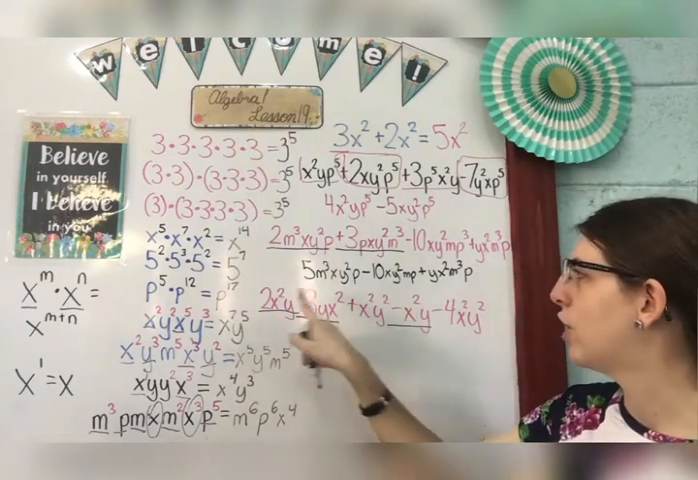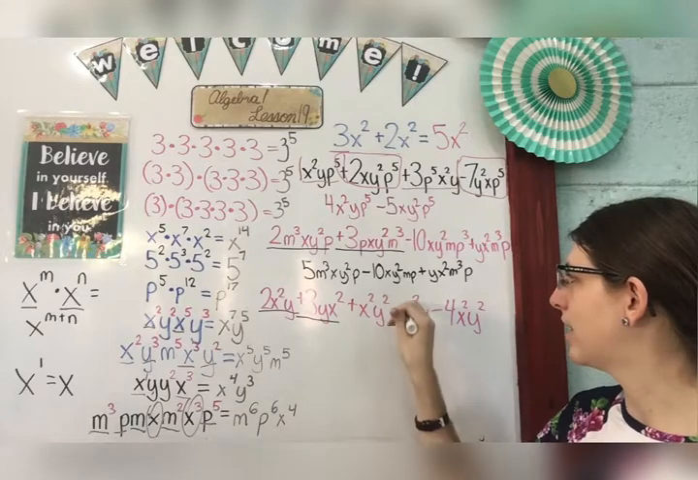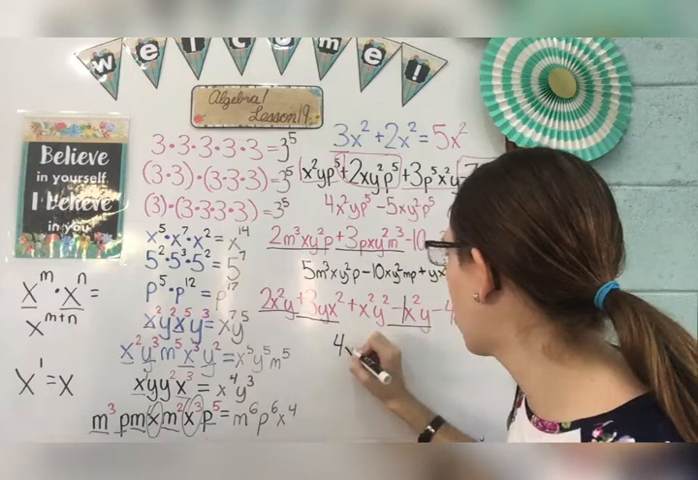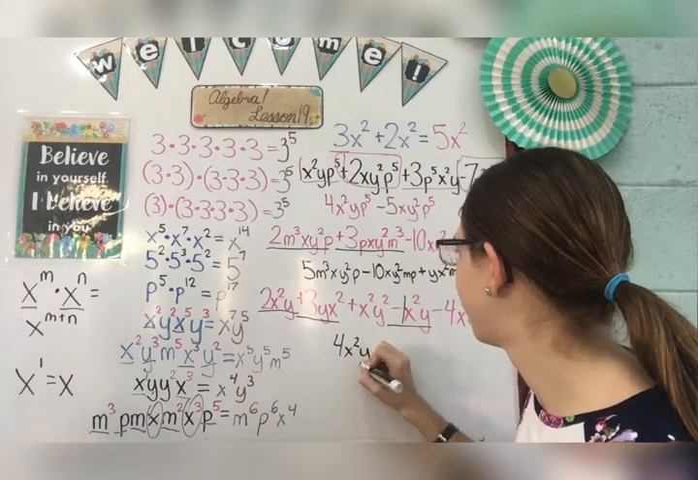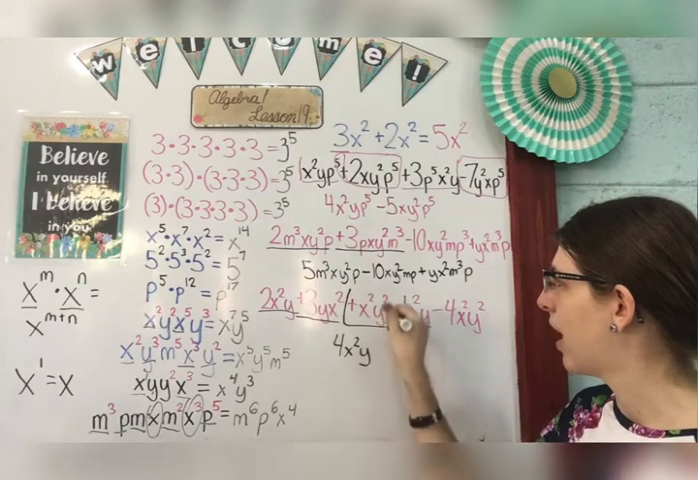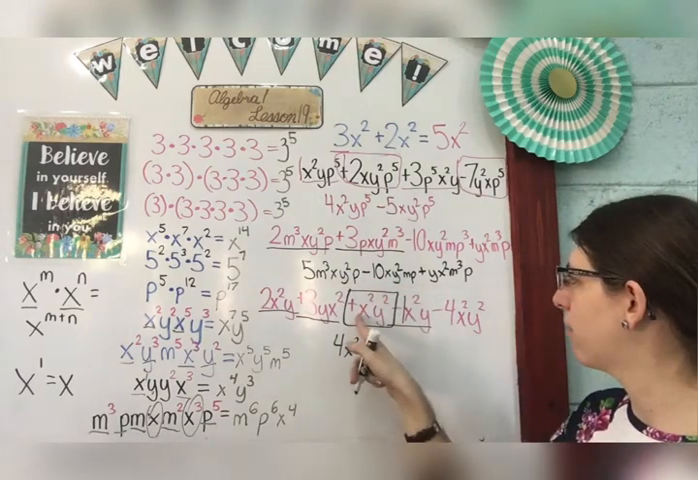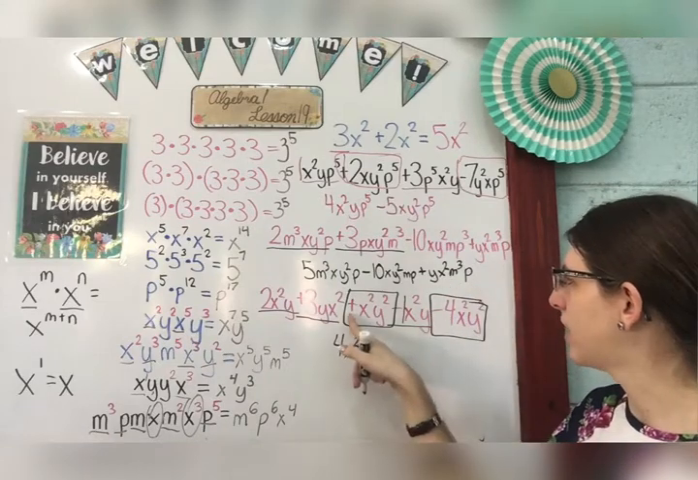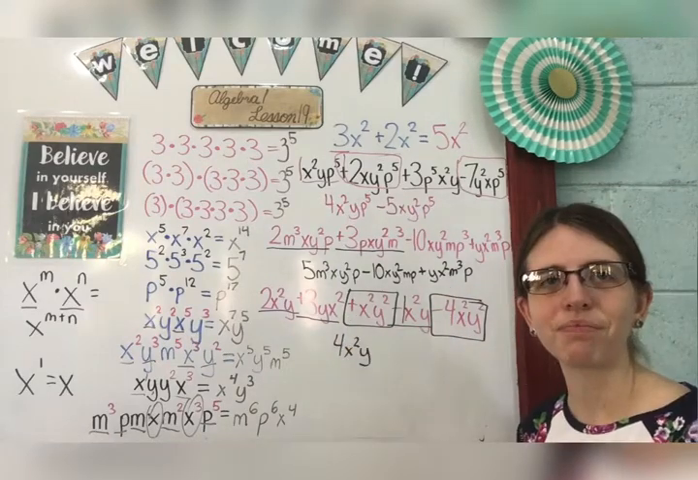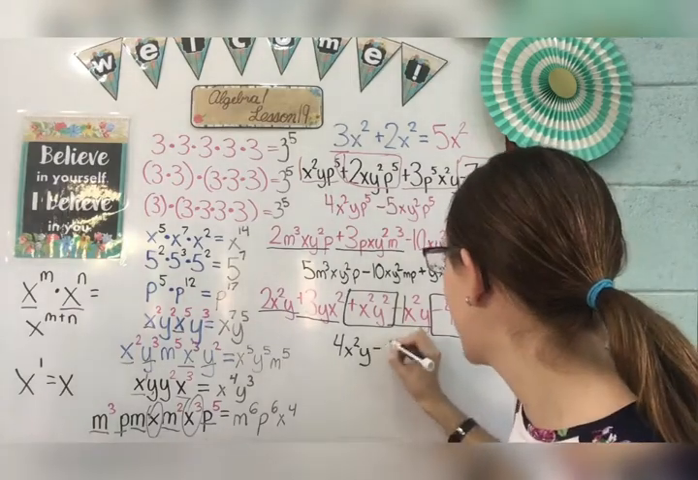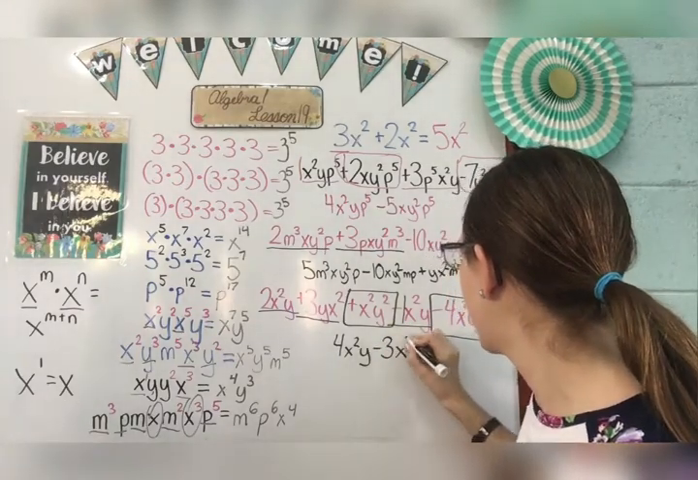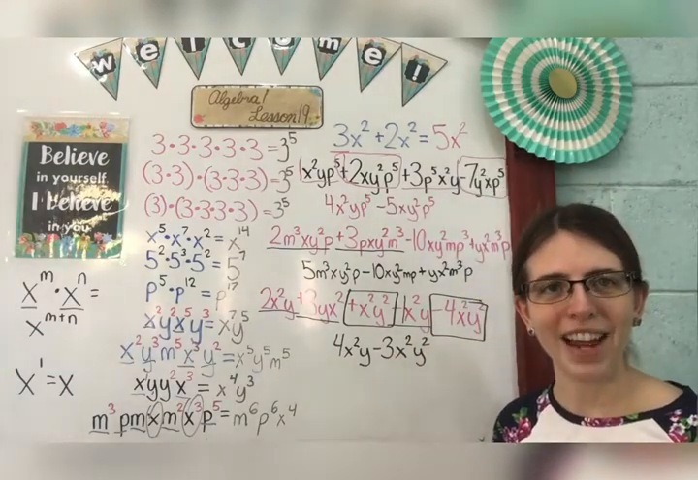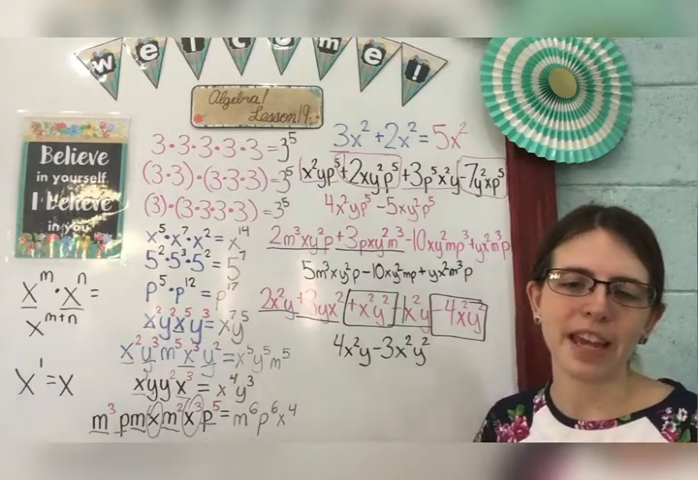Combine my coefficients. 2 plus 3 is 5. So this is like saying minus 1. 5 minus 1 is 4. So I have 4x squared y. Now let's look at this one. x squared, y squared. Yep, they match. So I have a positive 1 minus 4. That's a 3. Negative 3, I should say. So negative 3x squared y squared. Whew, that was quite a lot, right? Okay, pause now and do your practice on page 90.